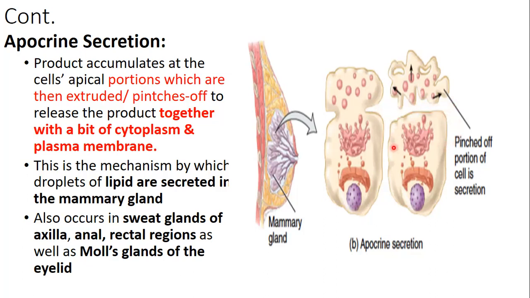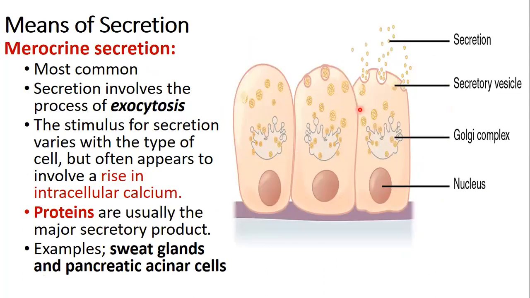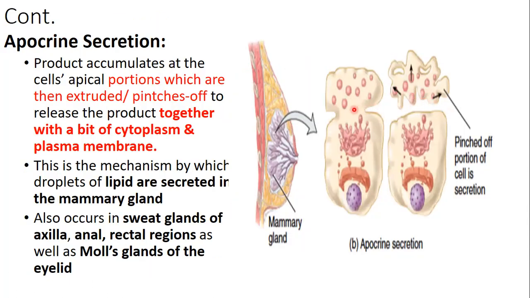Now we see that the cell here is losing part of itself compared to this one. This one, the cells remain intact, but here the cell is losing the apical part. Since the nucleus is still present, the cell remains alive and can be used again until the cell is finished up. The moment the apical part detaches, the cell membrane closes. Where do we find such kind of glands?